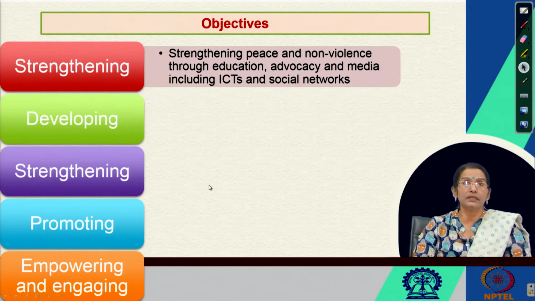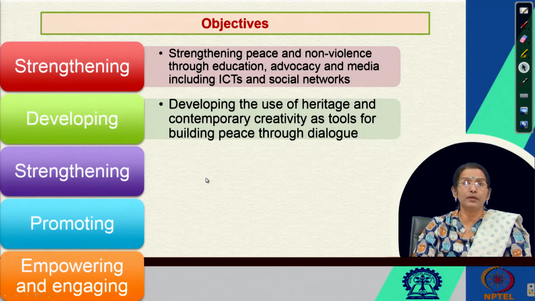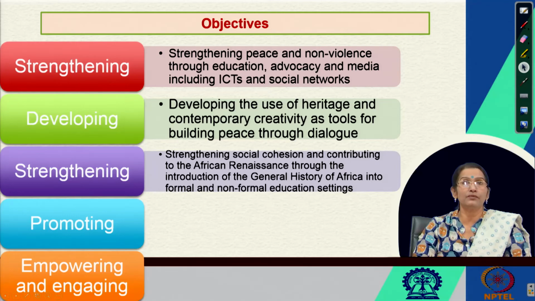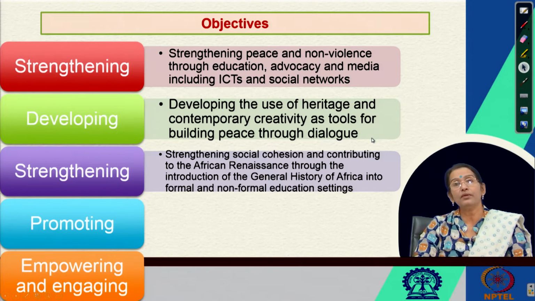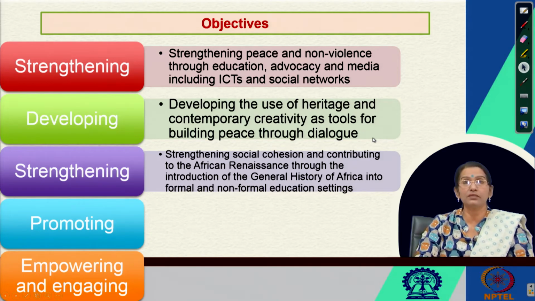So these are some of the objectives of peace and non-violence: how to build up and strengthen peace and non-violence through education, advocacy, media, ICT, social networks, and so on. That is strengthening peace and non-violence in our work culture, in our environment, in our education, in our governance, in our administration, in our organizations and industry, everywhere. Developing the use of heritage and contemporary creativity as tools for building peace through dialogue again. So dialogue will be the conveyance, a communication tool.